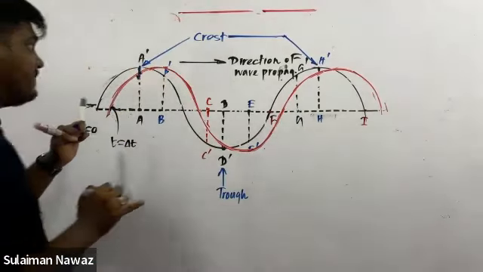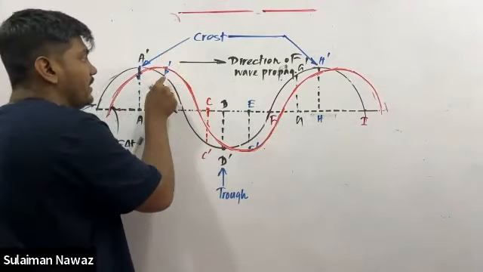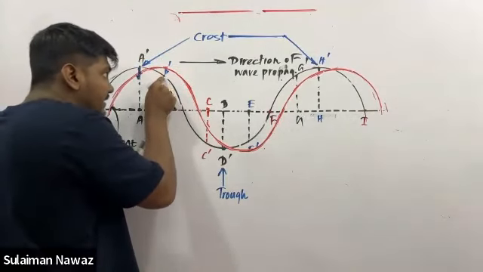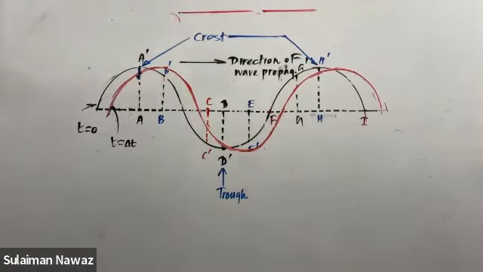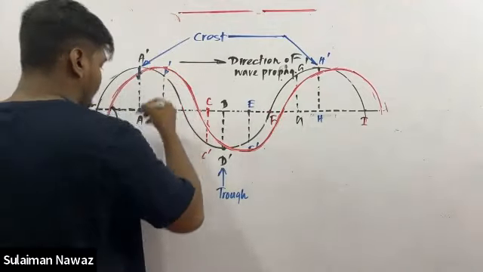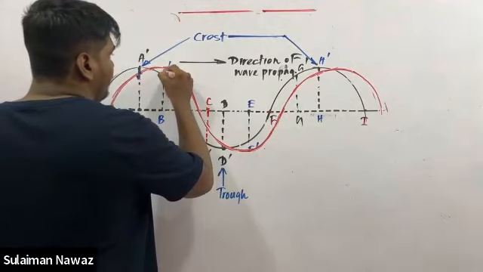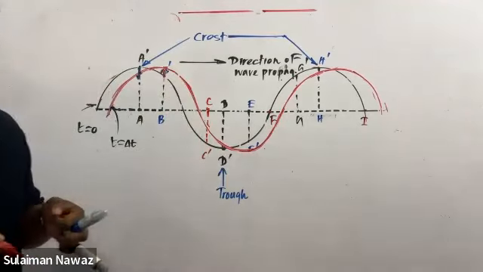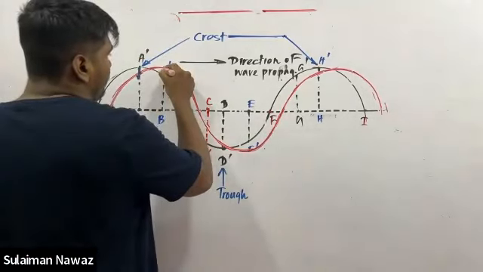What happened to capital B dash medium particle? Capital B dash medium particle has shifted upward direction. See, this medium particle has moved in upward direction. You can't clearly see. It's moving in upward direction.